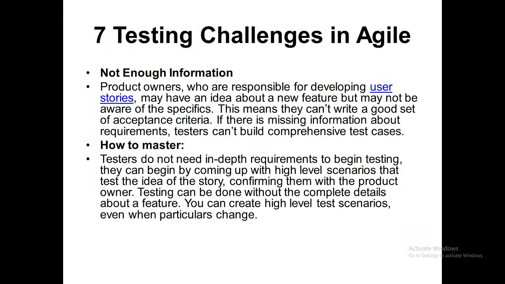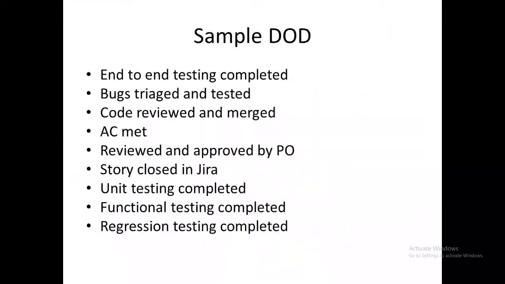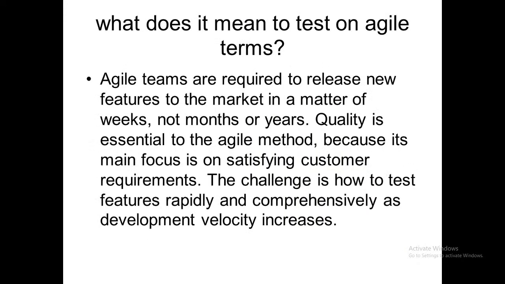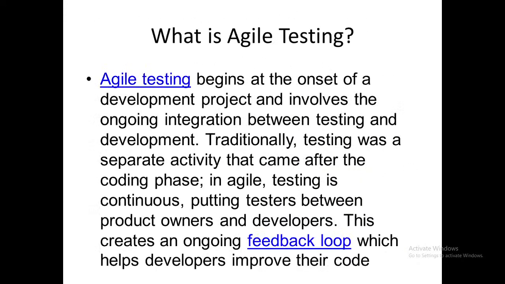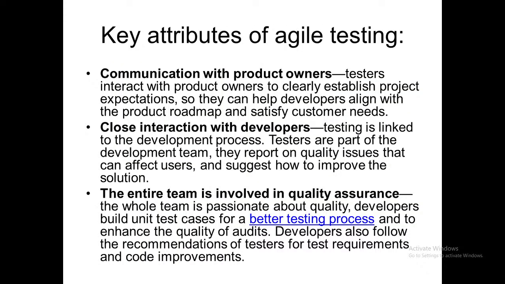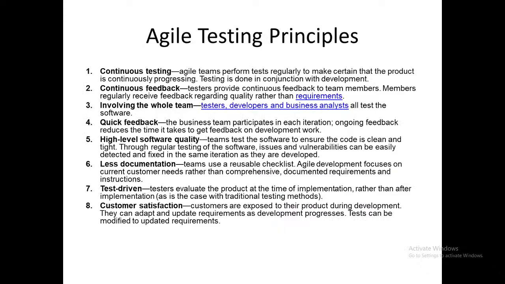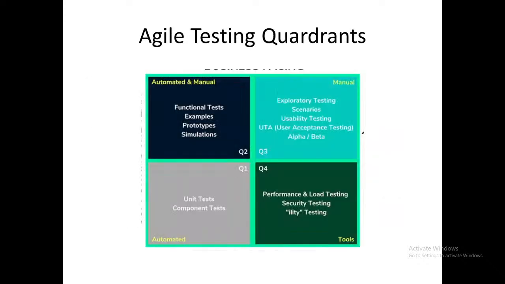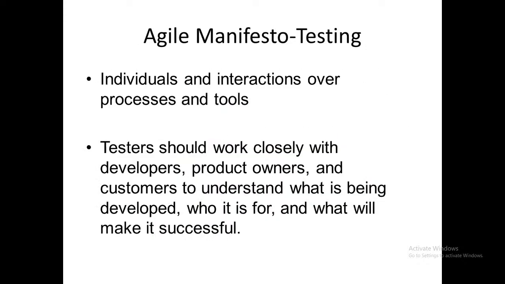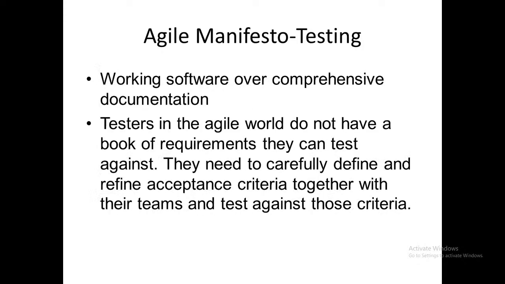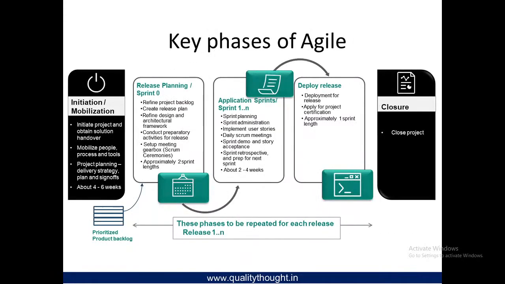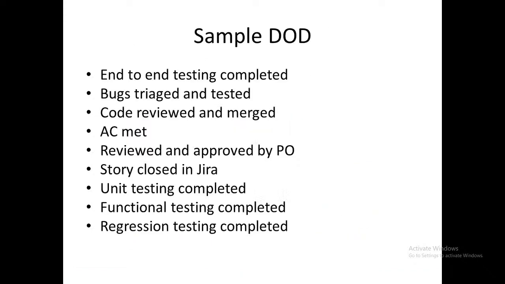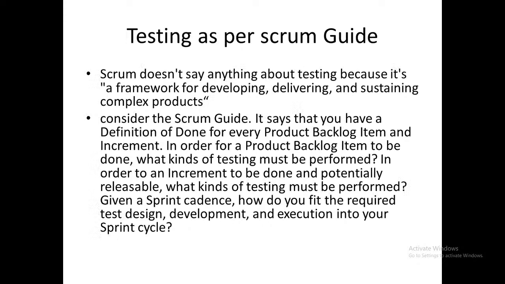So in the first video, a quick recap: we tried to understand what testing in agile means, or what agile testing is, key attributes of agile testing, agile testing principles, agile testing quadrants, the agile manifesto and testing relationship, key phases of an agile project and how testing is related to each phase. Also a sample definition of done criteria.